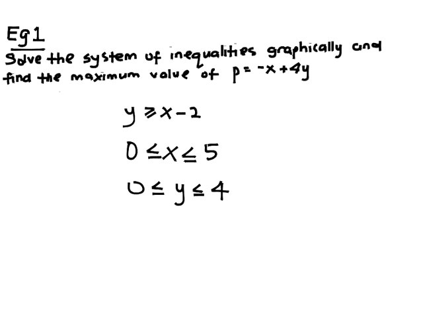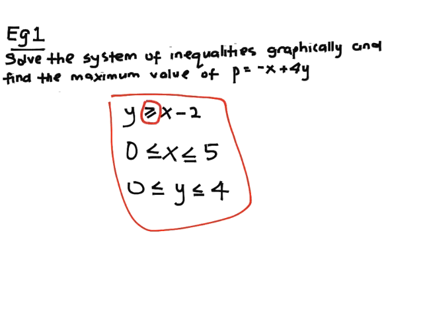For the first example, we have three inequalities here. We know these three expressions are inequalities because we can see the symbols of inequalities: greater than or equal, less than or equal, less than or equal. Now we want to solve these three inequalities and find the maximum value of p equals negative x plus 4y.